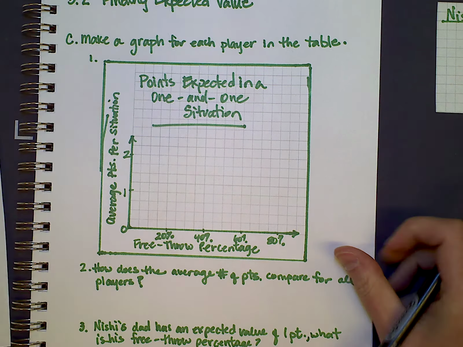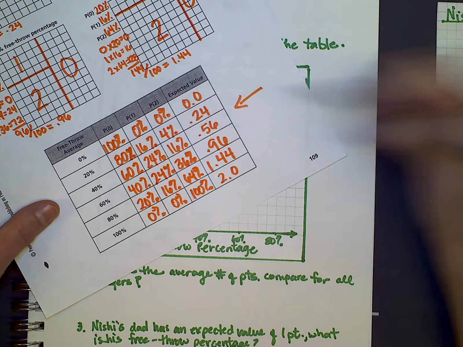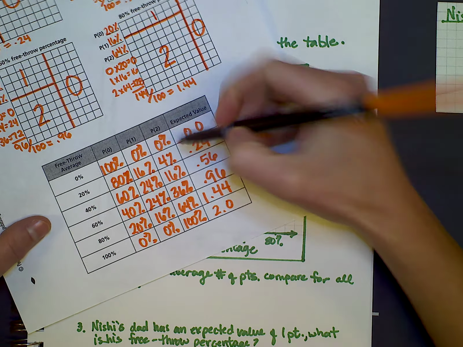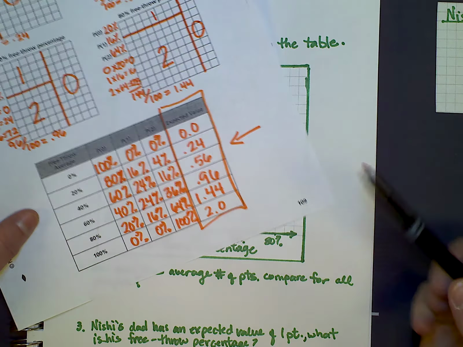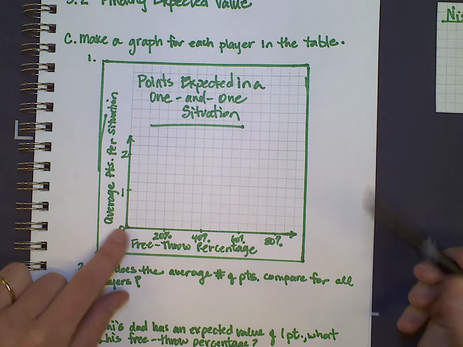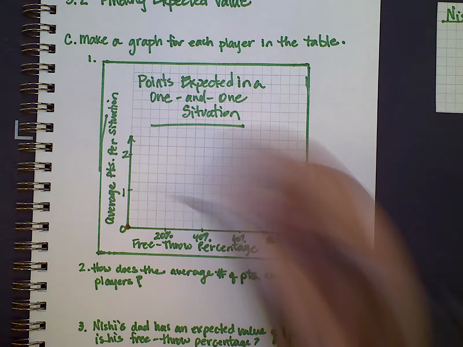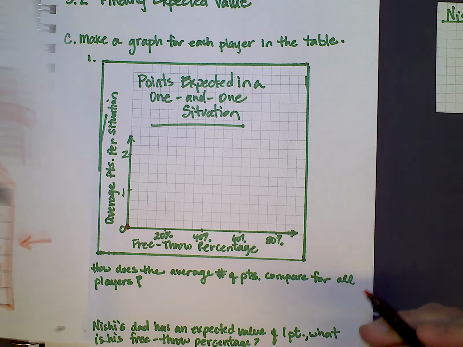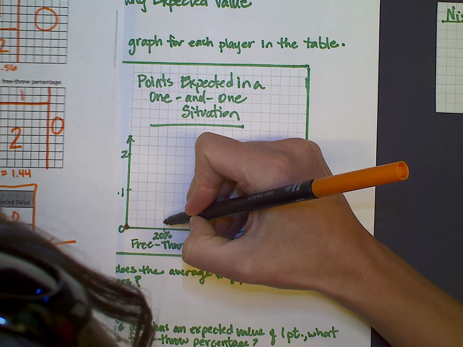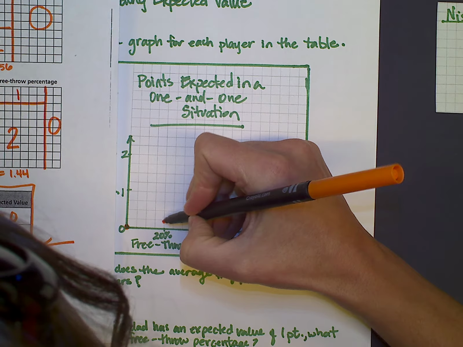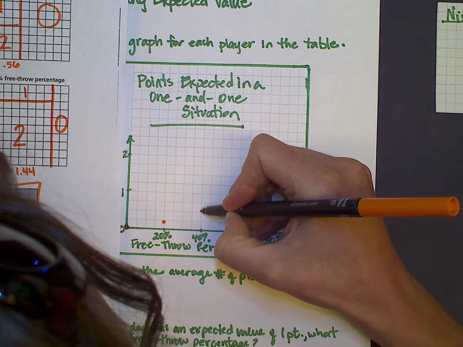So in part C, you're asked to make a graph for each player in the table. So what I'm going to do is take this information that I've already calculated on my expected values, specifically this part of my table, and use it in my graph. I know a 0% shooter has an expected value, or average points per situation, of 0. My 20% shooter has an expected value of 0.24, so it's going to be about right here. My 40% shooter has an expected value of 0.56, about right here.